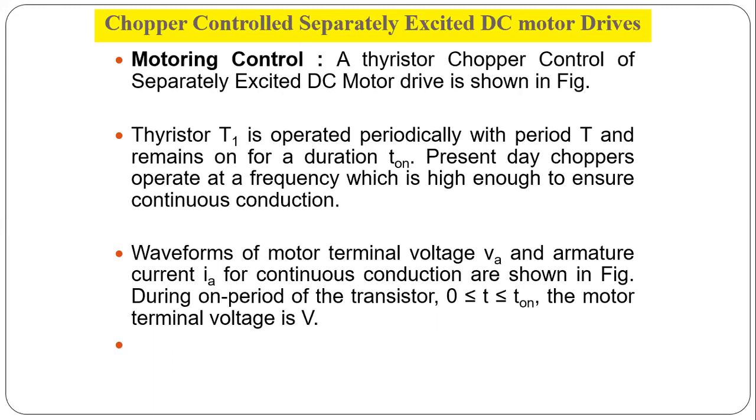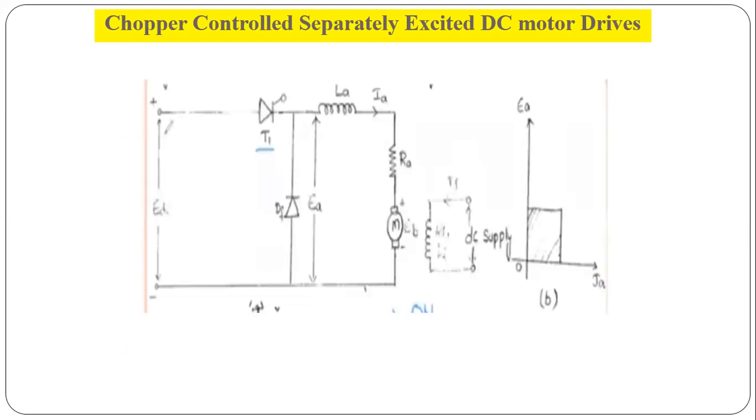So let us first understand the motoring control. In motoring control, a thyristor chopper control of a separately excited DC motor is shown in the figure. As you can see in this figure, we have connected the separately excited DC motor with the chopper.